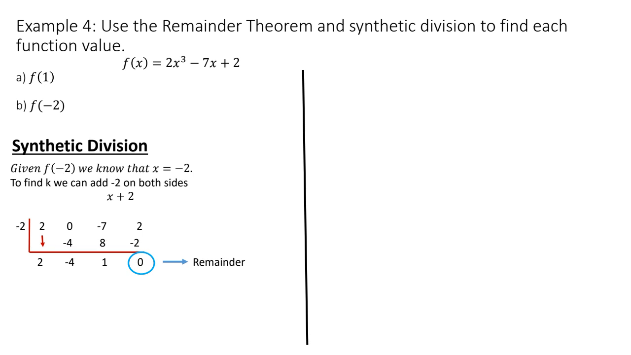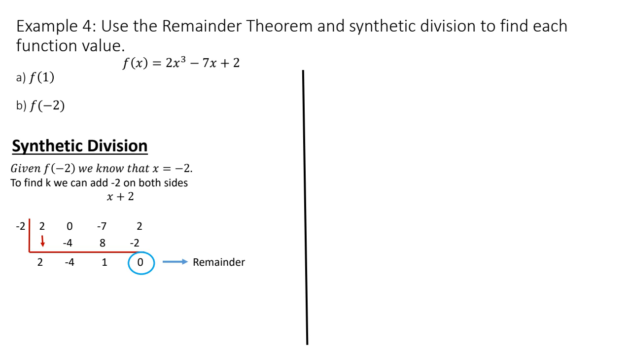Let's see here. Sorry, let's do the B. I didn't want to get ahead of myself. So we have B. Let's do synthetic division for this k value of negative 2. Again, do the same process.